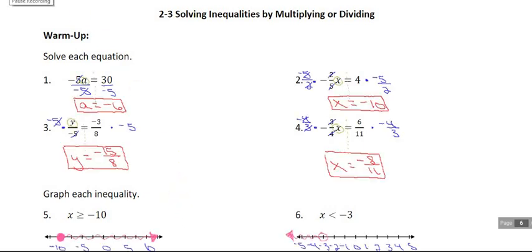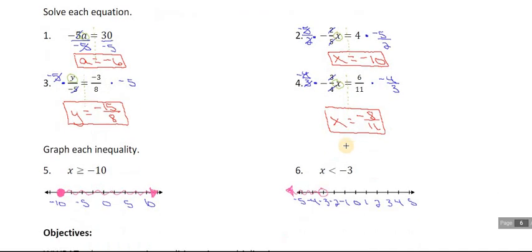All right, so let's check our work here. Number 1, a equals -6. Number 2, x equals -10. Number 3, y equals -15/8. And number 4, x equals -8/11.